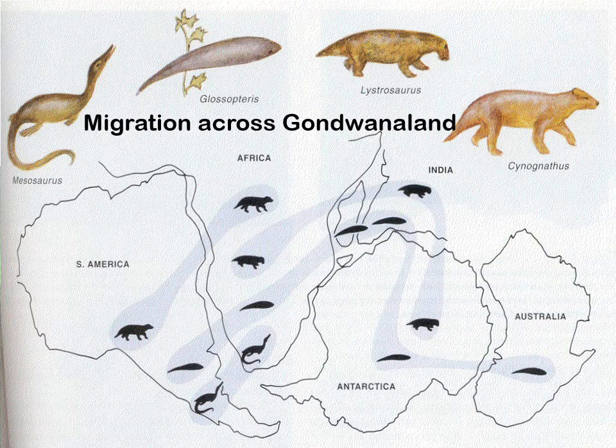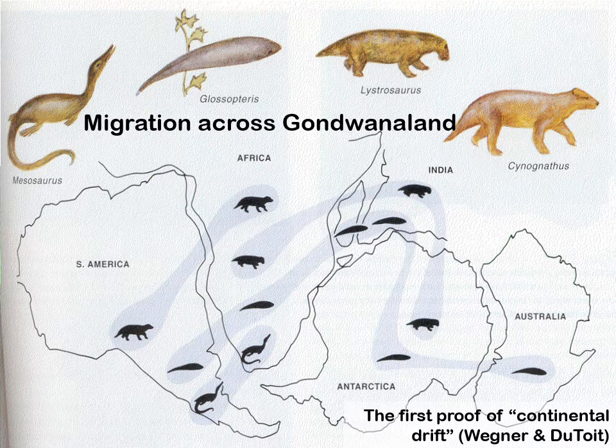And now that we have Pangea assembled, I want to go back and revisit a couple of the things we talked about when we were discussing Alfred Wegener before our previous exam, like how organisms migrated across Gondwanaland. Remember, this was some of the first proof of continental drift, what Wegener and Du Toit were calling what we later discussed as plate tectonics.